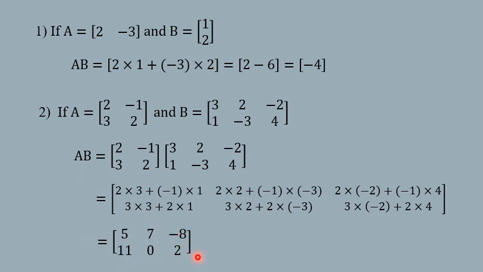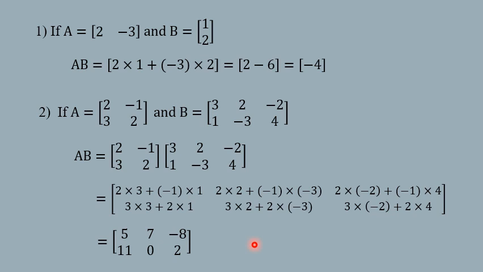Okay, look here now: 3 2s are 6, minus 1, the answer will be 5. 2 2s are 4, this minus minus becomes plus, so 4 plus 3, the answer will be 7. So here 2 into minus 2 is minus 4, and this minus plus becomes minus 4, so minus 4 minus 4 is minus 8. Here 9 plus 2 is 11, here 6 minus 6 is 0, and here minus 6 plus 8, the answer will be 2.